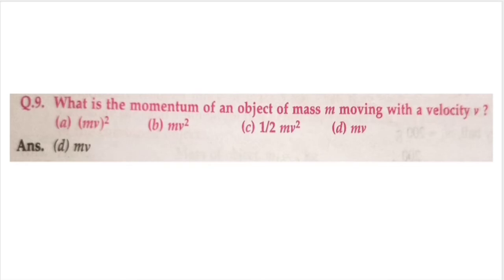Question 9. What is the momentum of an object of mass m moving with a velocity v? The options given are A. mv whole square, B. m into v square, C. half mv square, D. mv. We know the momentum of an object is defined as the product of mass and velocity. Therefore, the answer will be D, that is m into v.